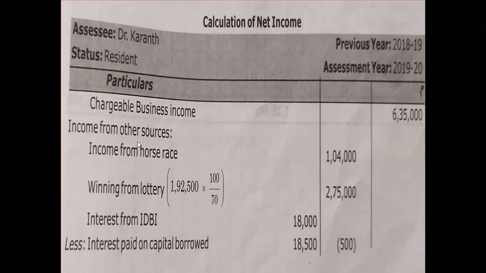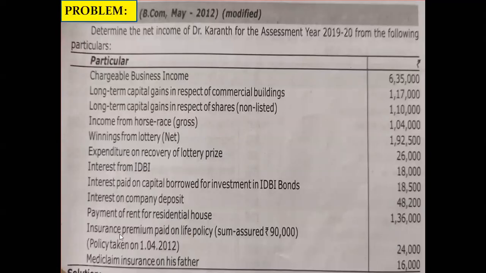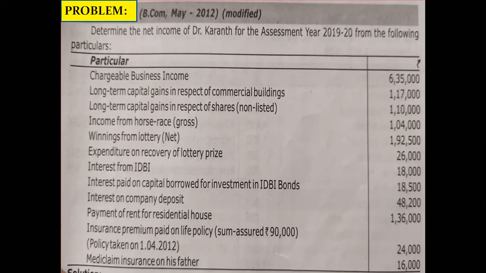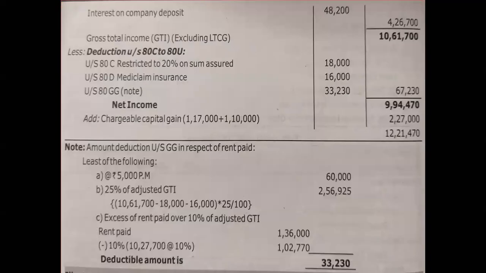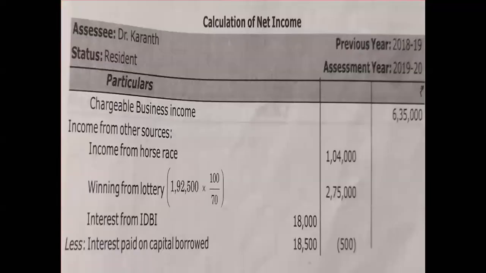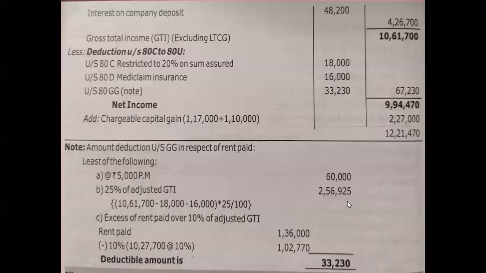So first one, that is insurance premium paid on life policy, that we can claim the deductions under section 80C. Since they have given the policy amount and the policy has been taken on the date 1/4/2012, up to 20% you can restrict the deduction amount. That is 90,000, the policy amount, into 20%, or the insurance amount paid, which is 24,000. Whichever is less will be claimed as deductions under section 80C.